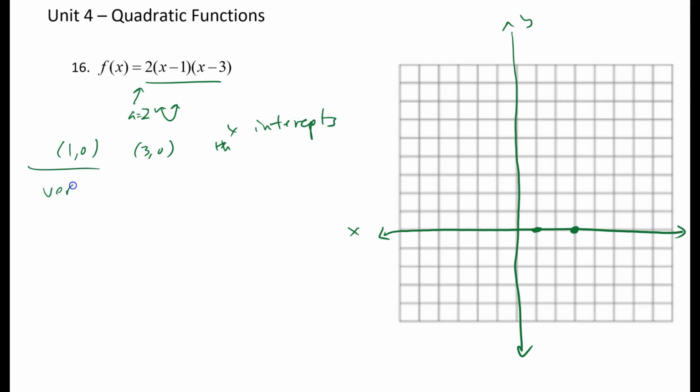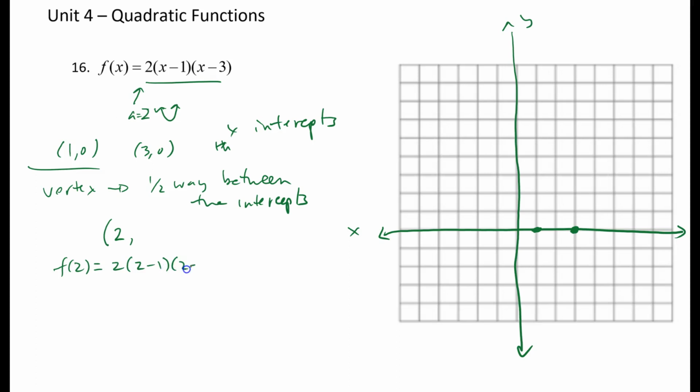Maybe for now from here we can find the vertex. Well, remember the vertex is always halfway between the intercepts. So halfway between 1 and 3 is going to be 2. So we know that the x-coordinate of the vertex is 2. To get the y-coordinate, we have to just plug in 2. So f of 2 equals 2 times (2 minus 1)(2 minus 3). This is 2 times negative 1. I'm sorry, 2 times positive 1 times negative 1. And that will give us negative 2. So the other coordinate of the vertex is negative 2. So we know down here is our vertex.